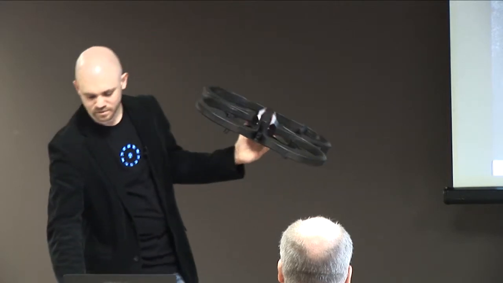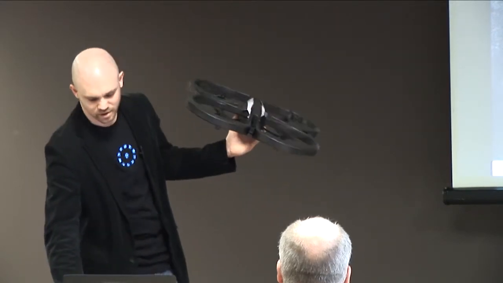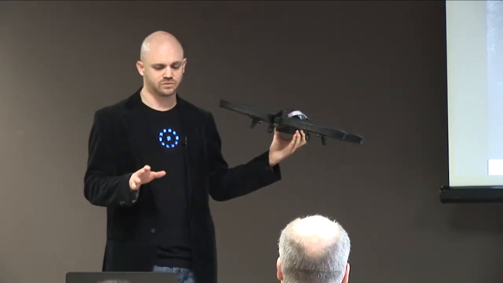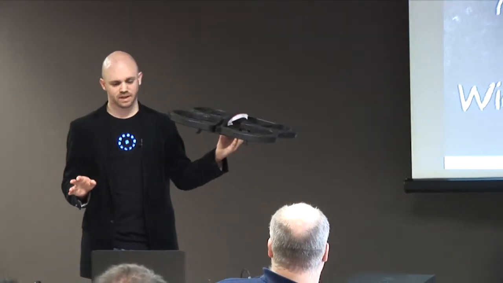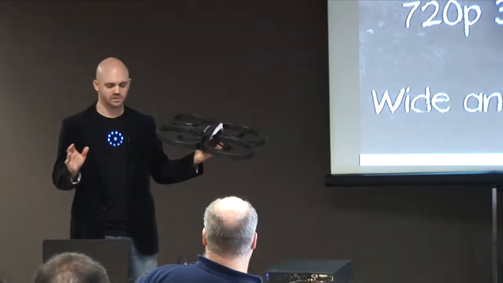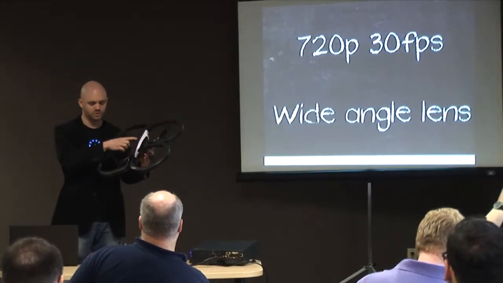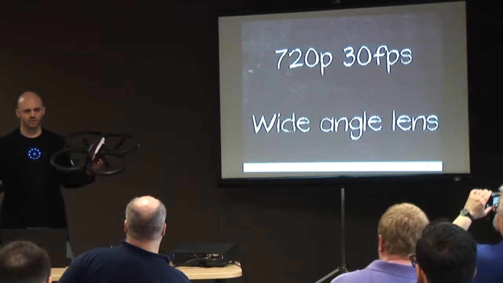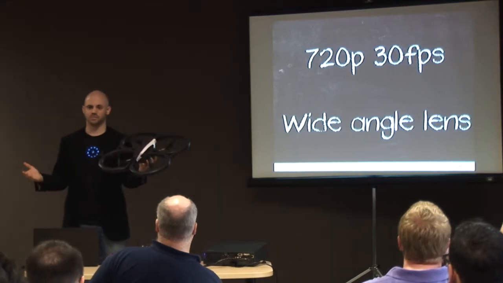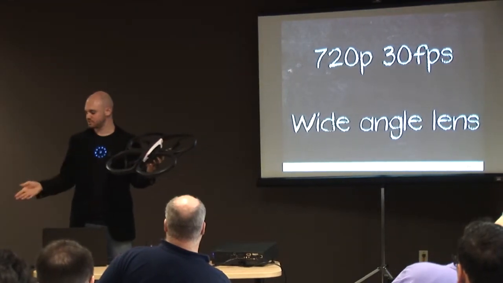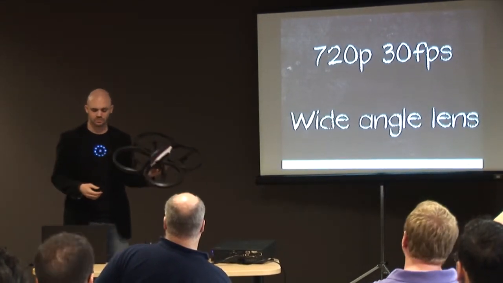It can see. This has an HD camera on it, 720p, 30 frames a second. You can do H.264 encoding. You can record to a USB stick, which I'll show you in a minute. And then you can also record to your phone and your tablet, which deals with the controls, and I'll talk about that later as well.